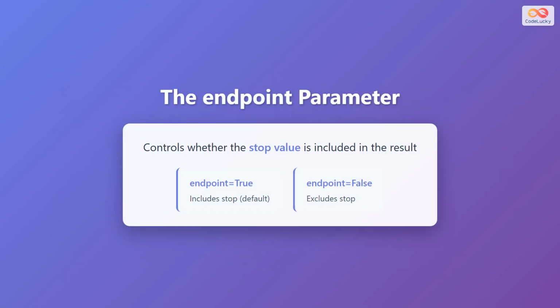Linspace has an additional parameter called endpoint that controls whether the stop value is included in your result. By default, endpoint is set to True, which means the stop value is included in the output array. If you set endpoint to False, the stop value will be excluded, and NumPy will adjust the spacing accordingly.